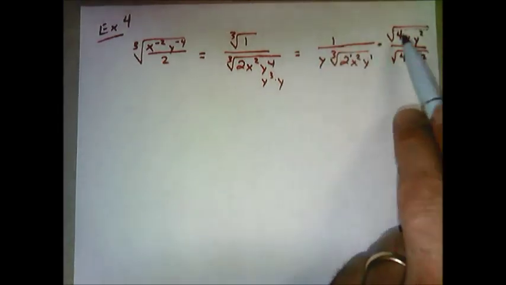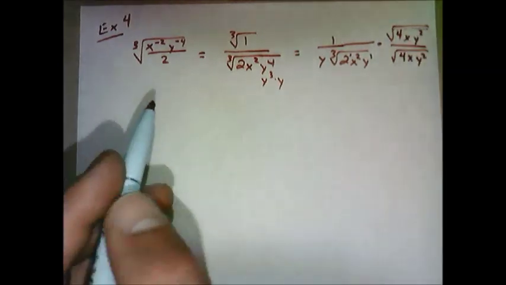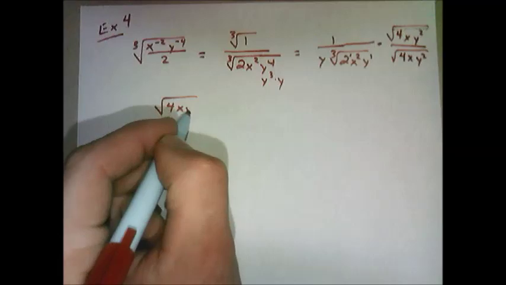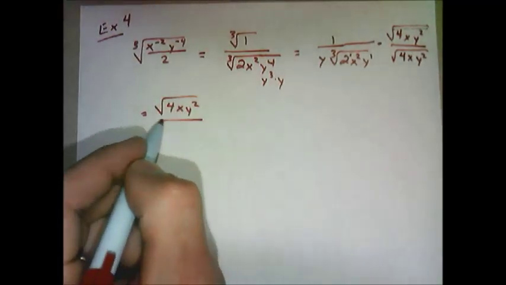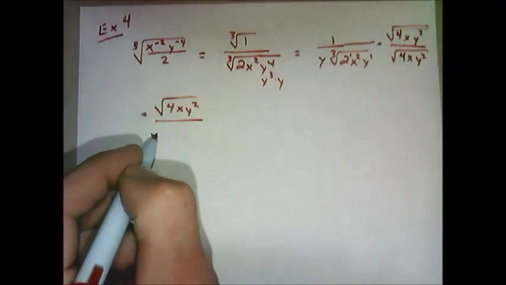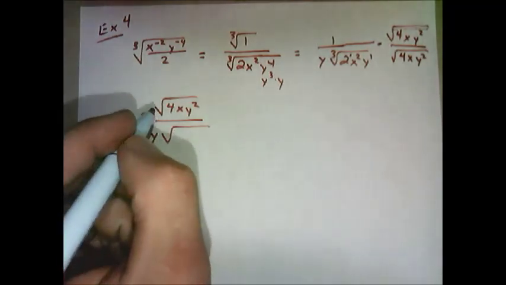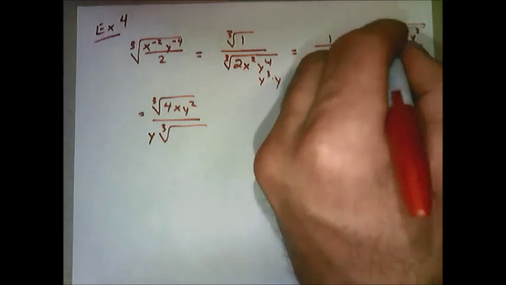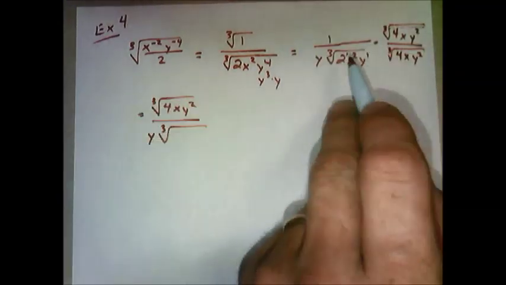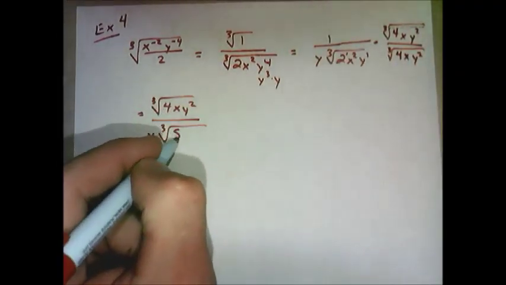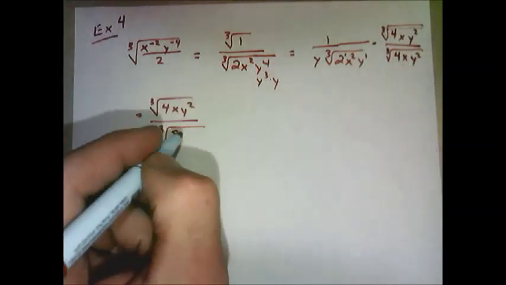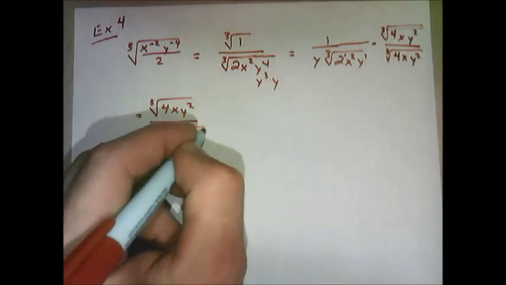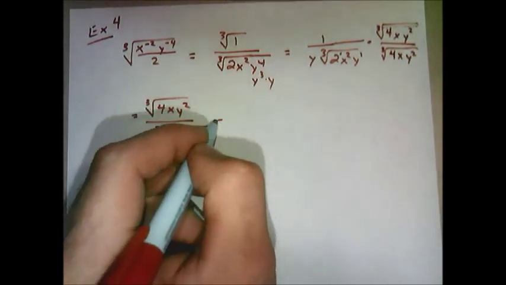Now if I multiply across, 1 times anything gives me, what's that radical? 4xy squared. And my bottom, I have y times the third root. Sorry, these should be all third roots. 2 times 4 gives me 8. X squared times x gives me x to the third. And y to the first times y squared gives me y to the third.